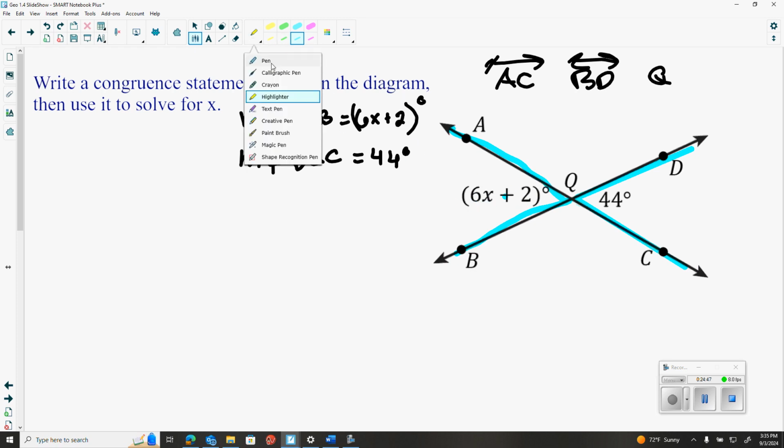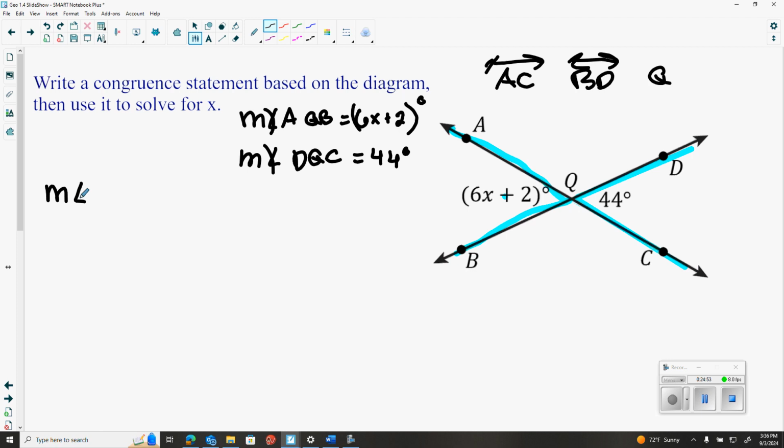On your homework, this is what I would expect. We need a congruent statement first. So we could say the angle AQB is congruent to angle DQC. And for the justification, you can say vertical angles theorem.